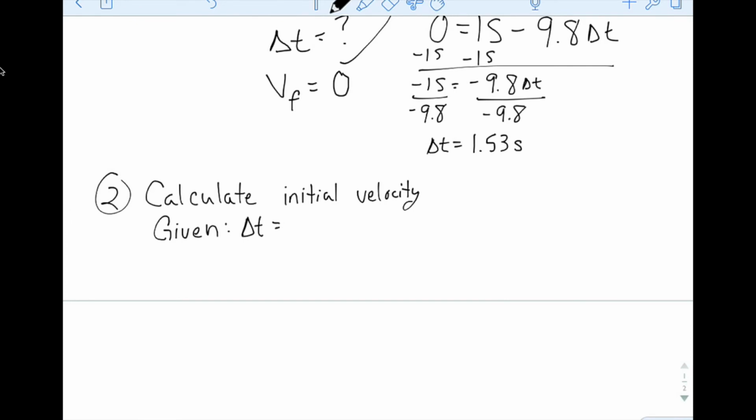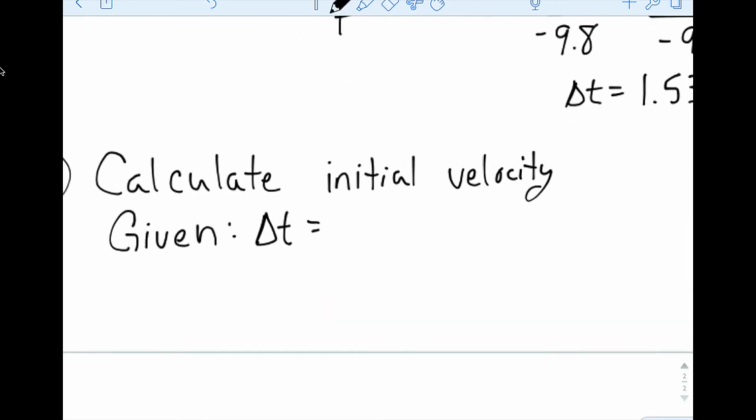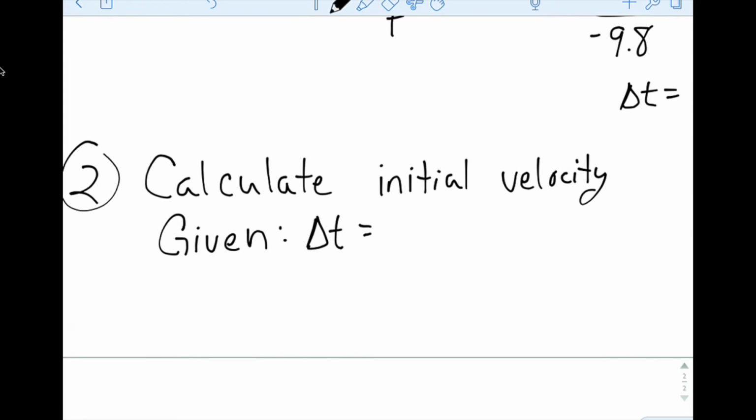So calculate initial velocity. So you guys go ahead, pause it if you need to, take time to write that. Okay, that's the next thing we're doing, calculating initial velocity. Hopefully you guys saw this part up here, 1.53 seconds. Okay, so let's say that now I give you a delta t. So let's say that I just tell you that it takes 2 seconds to get to the top, to its highest point. And I want you to tell me how hard did you have to throw it.